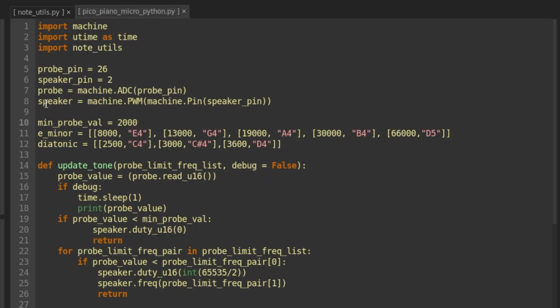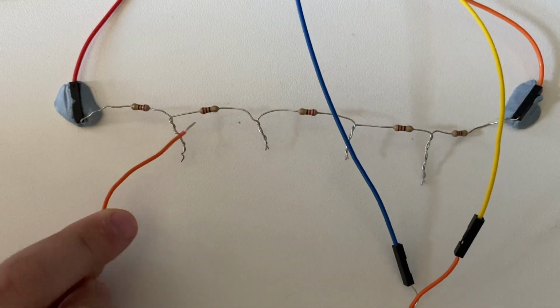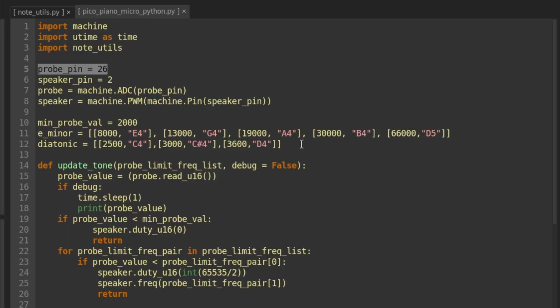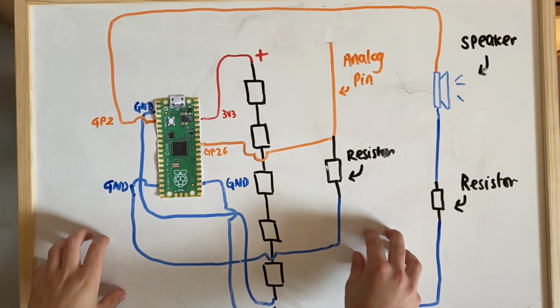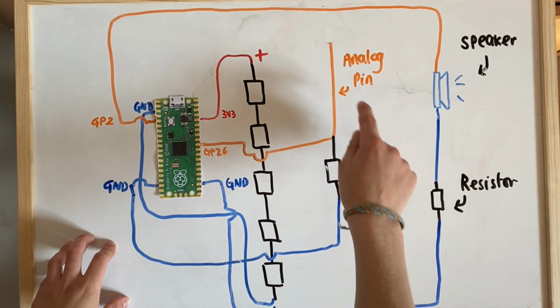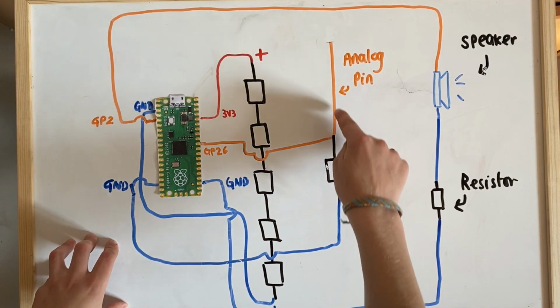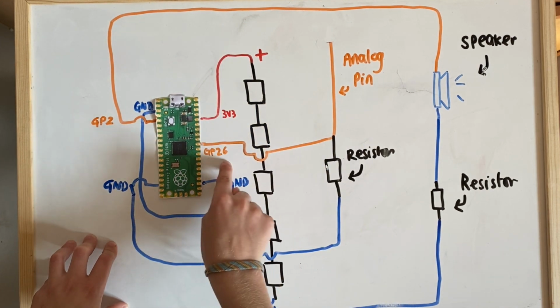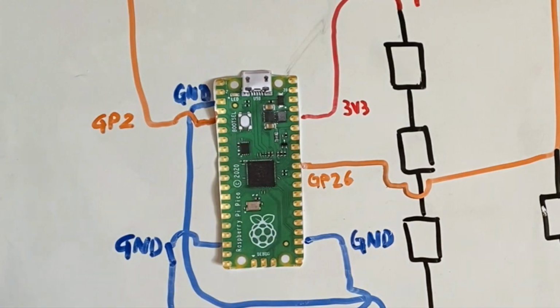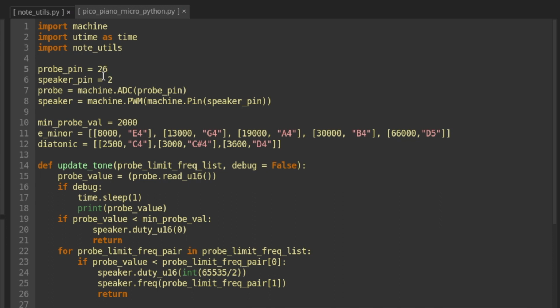So let's start with line 5. We're setting the probe pin, which is this pin here that you touch notes with. And I've set mine to GPIO pin 26. This here is my circuit diagram, and you can see my analog pin, my probe, is connected to GPIO pin 26, which is this pin on my Raspberry Pi Pico. But yours may not be, so change that to your probe pin.